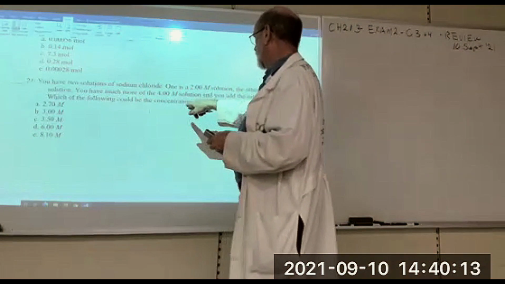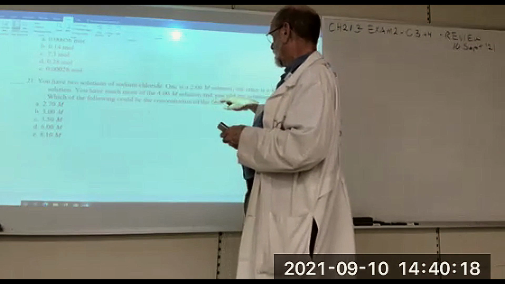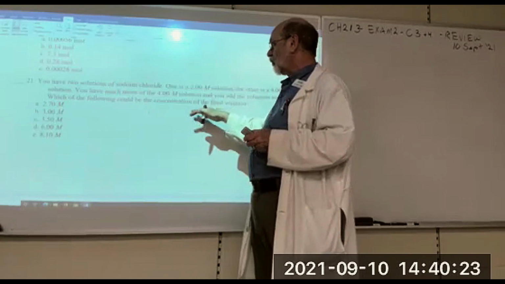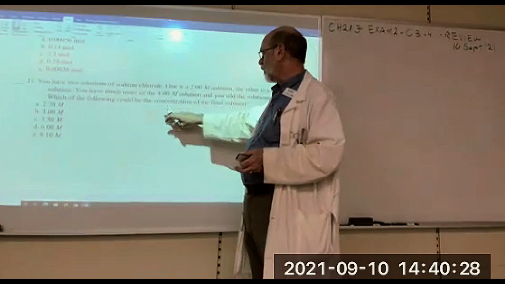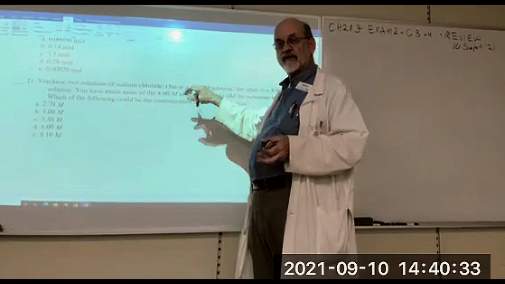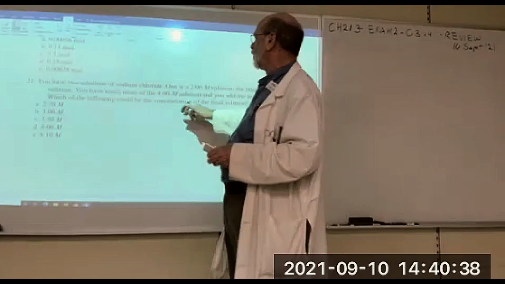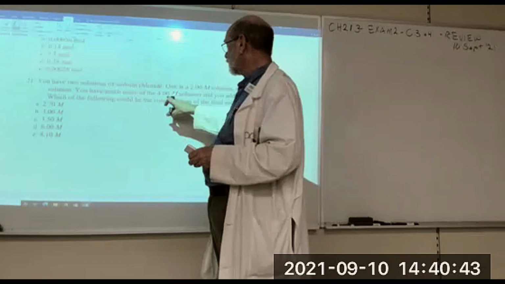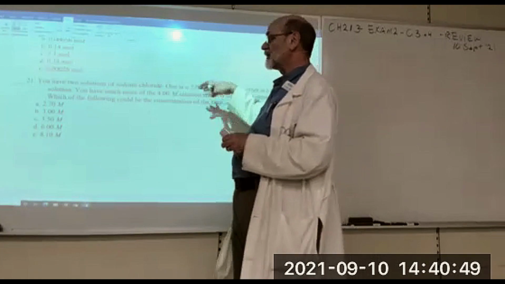If you've got much more of the 4 molar than you do of the 2 molar, let's think about it this way. If you added equal volumes of 4 molar and 4 molar, you still have 4 molar, right? So if you had equal volumes of 4 molar and 2 molar, what would you have? 3 molar, right? Halfway in between, if equal volumes. But if you've got a whole lot more 4 molar than you do 2 molar, then the value is going to be really close to 4, but not quite 4 because you're diluting it with a lower concentration. So it's going to be less than 4.